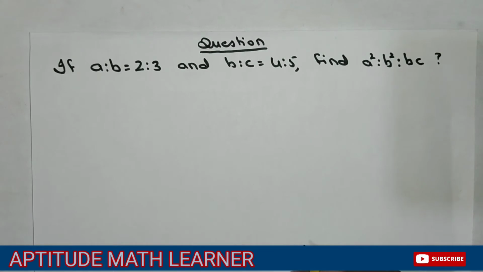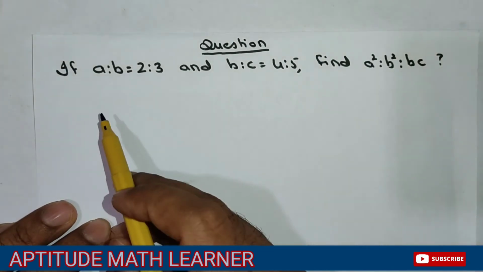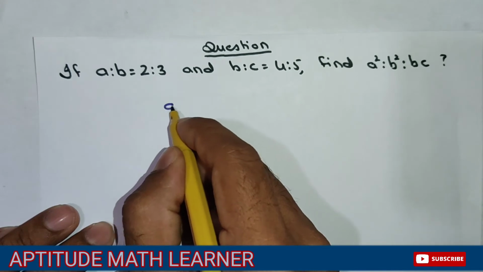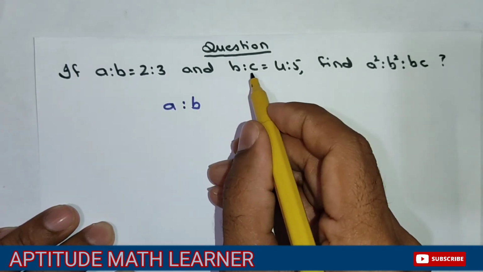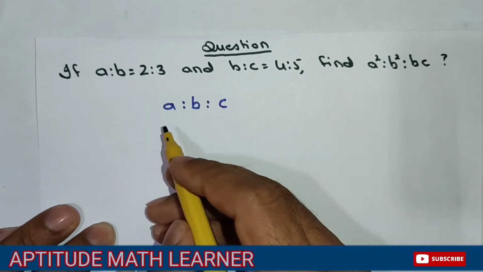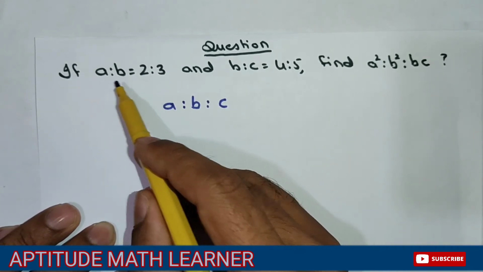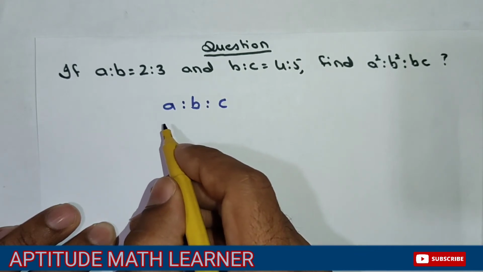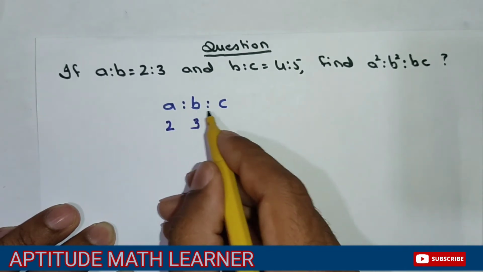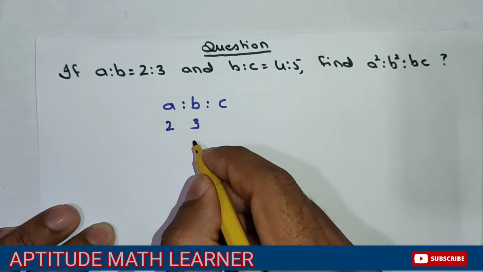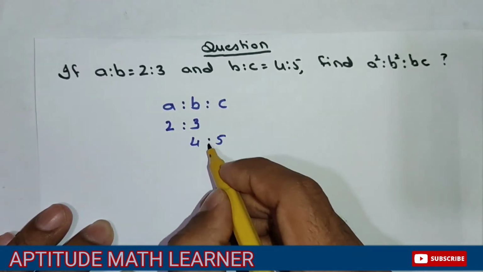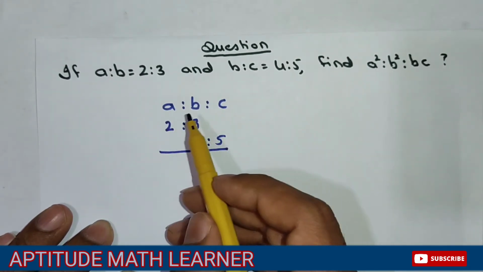So the first thing which we have to do is find out the ratios for A, B and C, and for this we take A ratio B and B ratio C. So the value of A ratio B is 2:3, and B ratio C we are having is 4:5. So we just write it downward, 4:5.